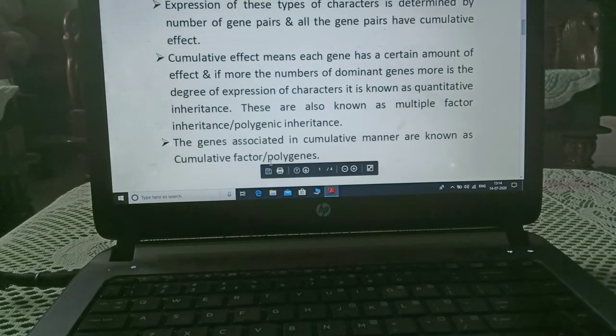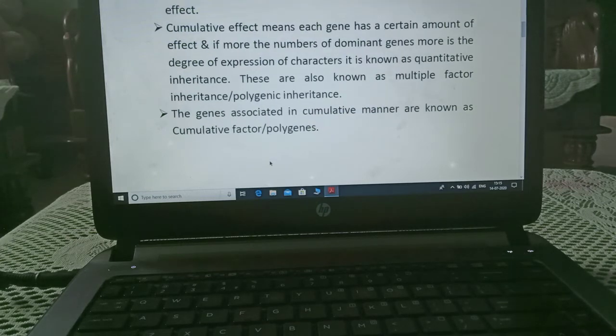It is also known as multiple factor inheritance or polygenic inheritance. The genes associated in a cumulative manner are known as cumulative factors or polygenes.